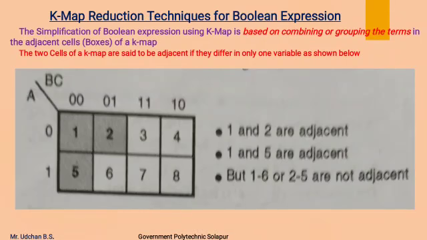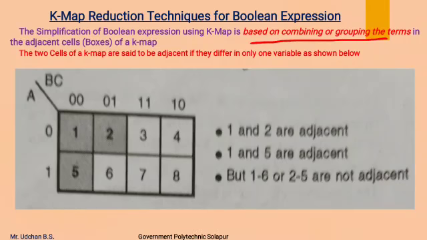Now next is the Kmap reduction techniques for the Boolean expressions. So the simplification of a Boolean expression using Kmap is based on combining or grouping the terms in the adjacent cells of a Kmap. So before going to the Kmap reduction techniques, we have to understand the concept of adjacent cells.